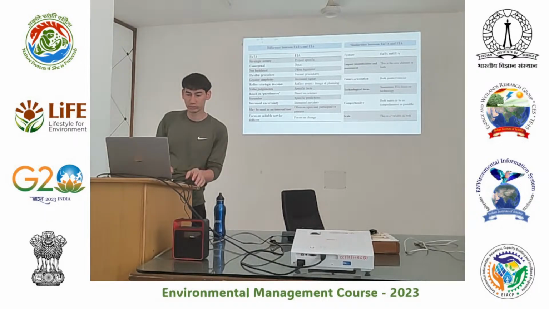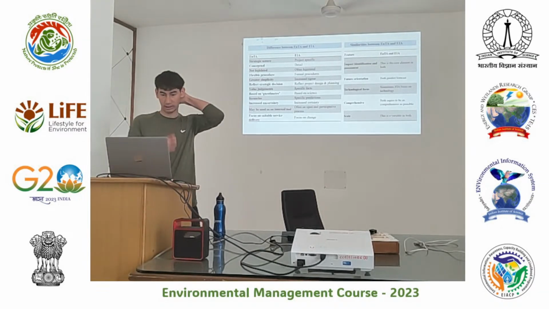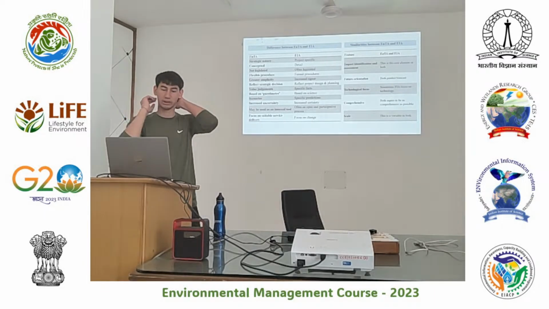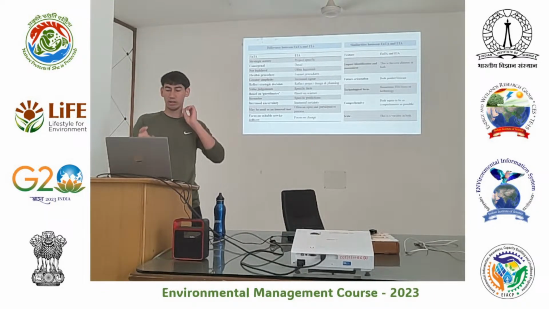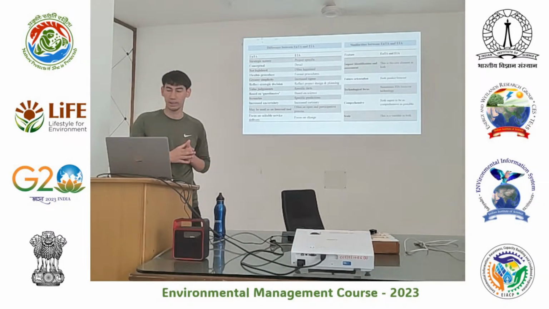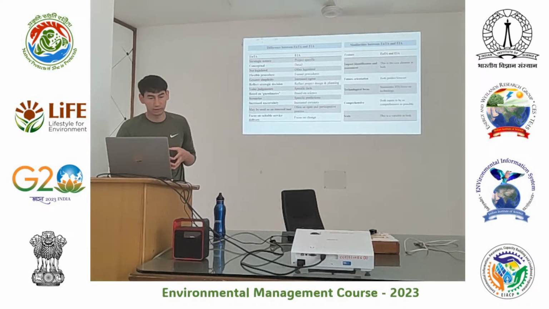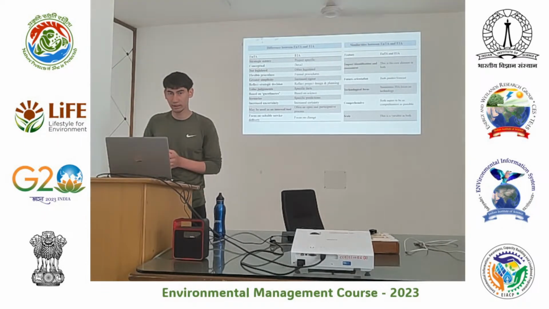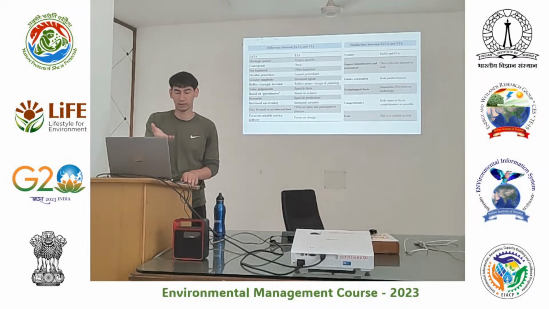The first is that ENTA is strategic in nature. As you can see, ENTA is top tier, so it is strategic in nature, whereas EIA is project specific. Then ENTA is conceptual and EIA is detailed, because it is top tier, so it is conceptual.